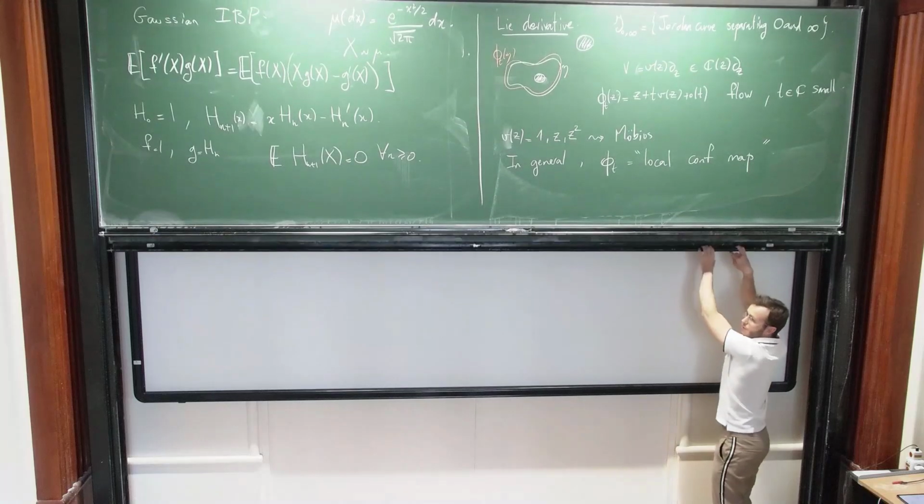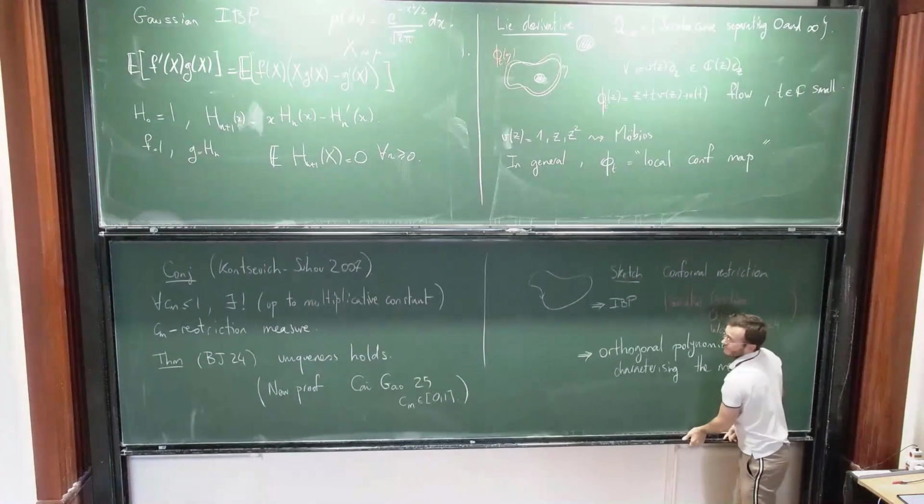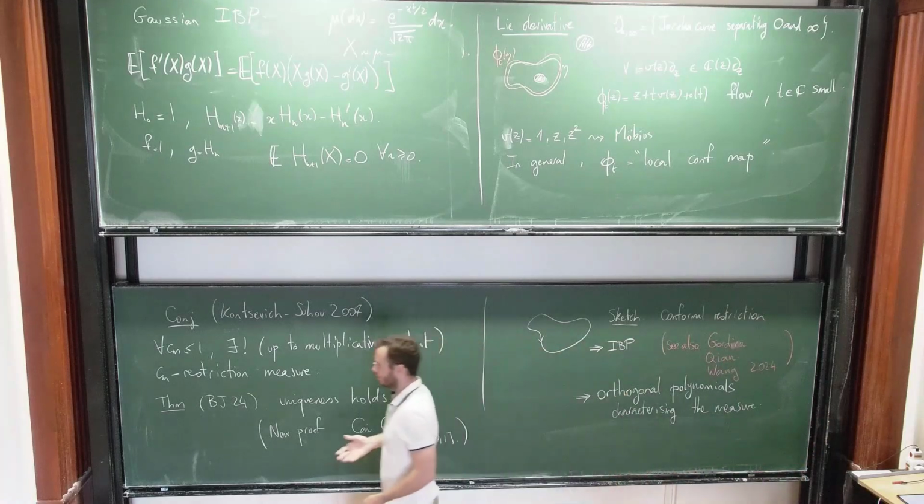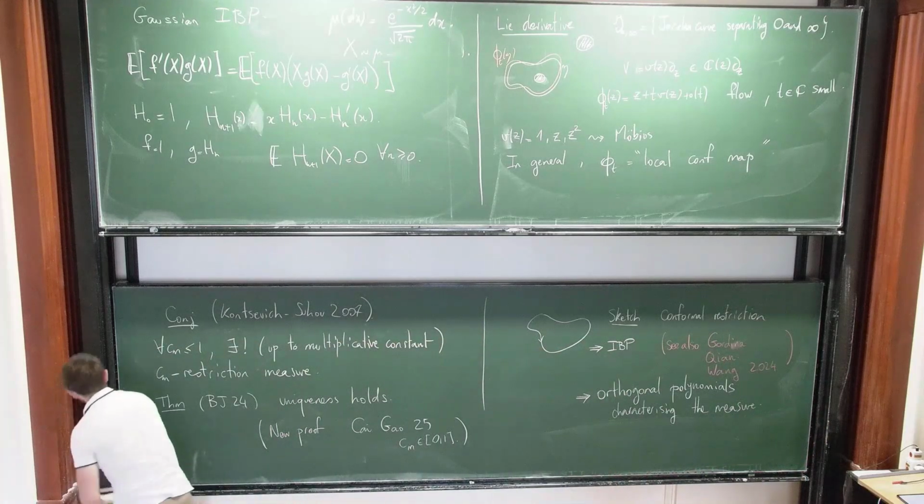And when t is 0, phi t is just the identity. So phi t is really a way of perturbing the curve in the direction v.